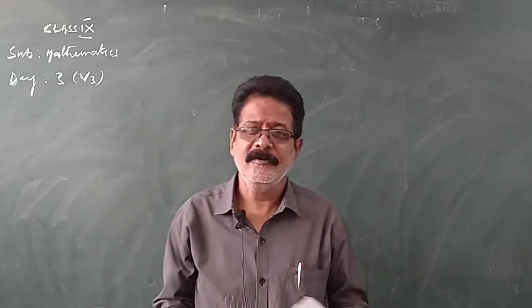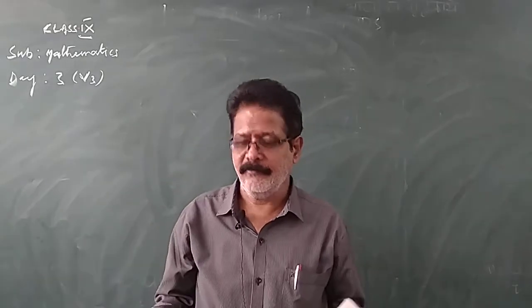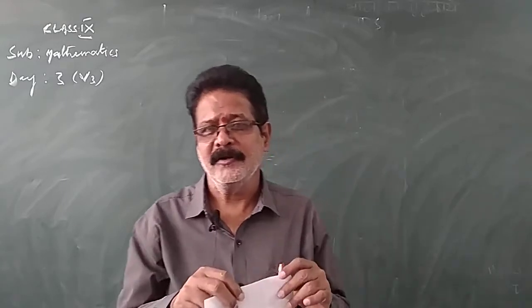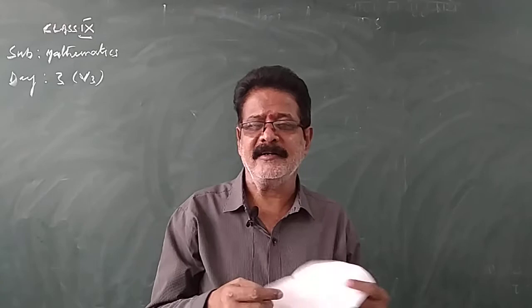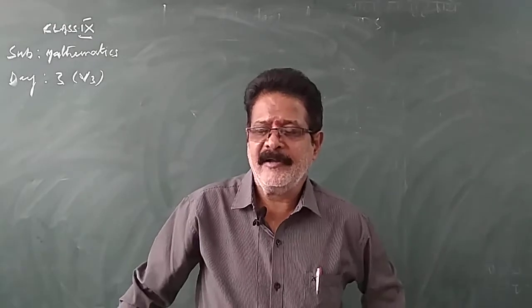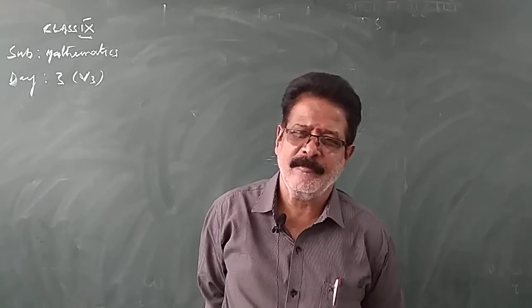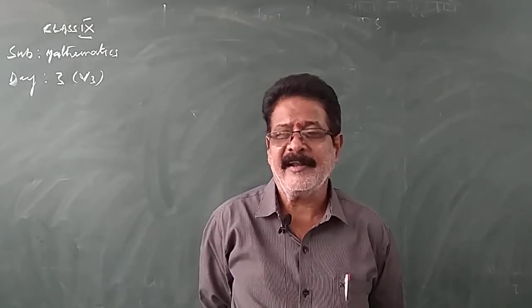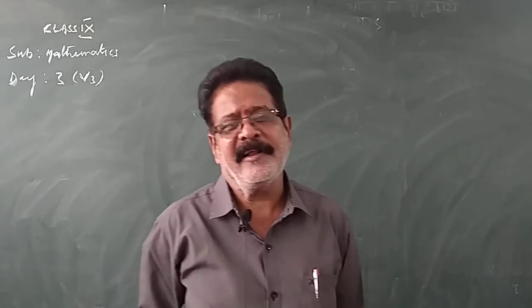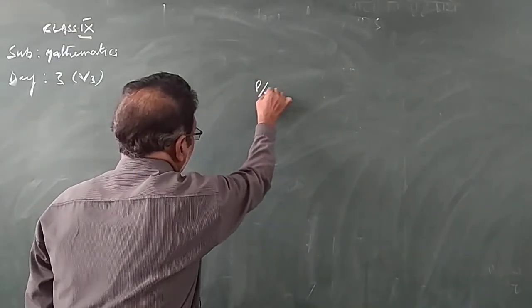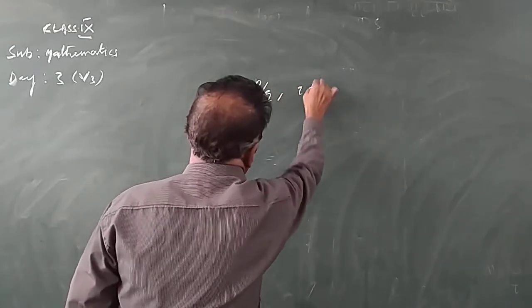Good morning, children. Yesterday we discussed rational numbers, and we also learned how to insert rational numbers between two rationals. What are rational numbers? Let us recall once again. The numbers which can be written in the form of p by q, where q is not equal to 0, are called rational numbers.